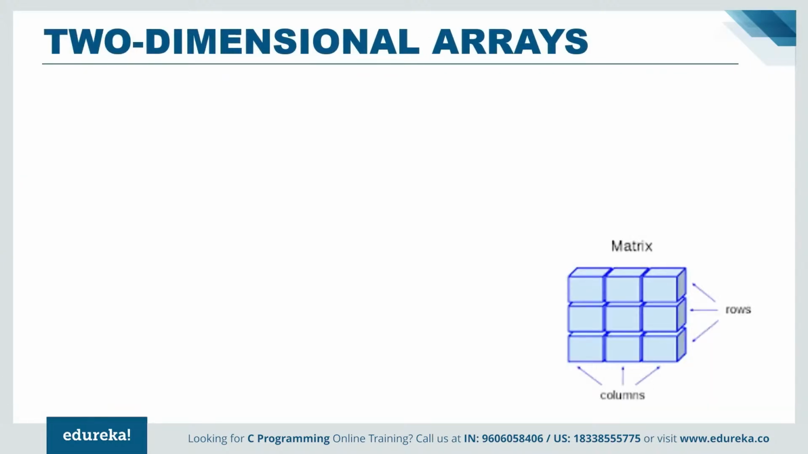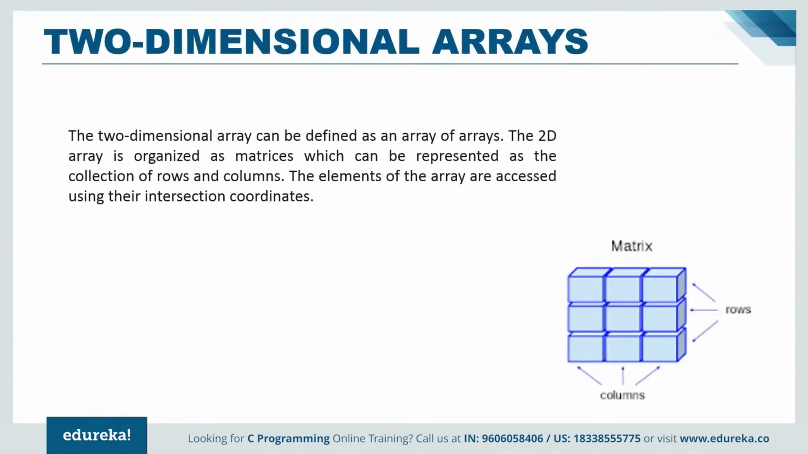Now let us discuss two-dimensional arrays. A two-dimensional array can be defined as an array of arrays. Two-dimensional arrays are organized as matrices, which can be represented as a collection of rows and columns. The elements of the array are accessed using the intersection of coordinates. Let us understand this in a much better way through the next example.